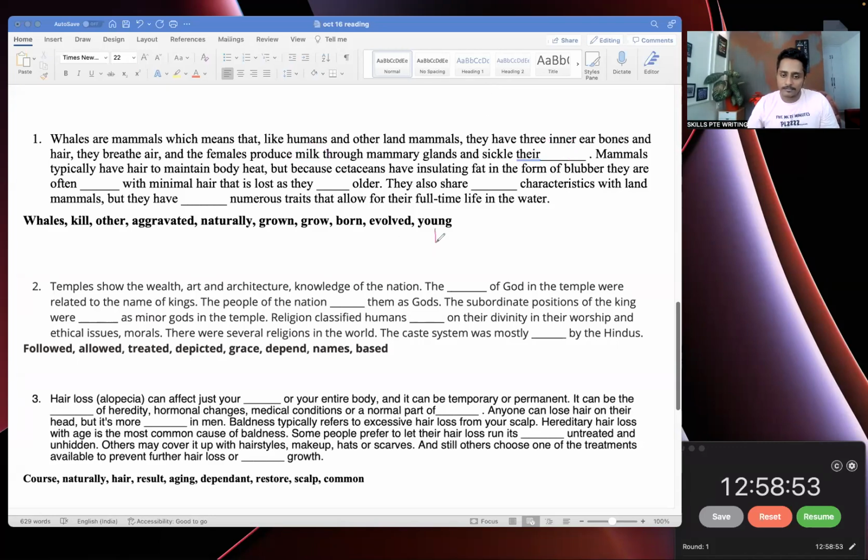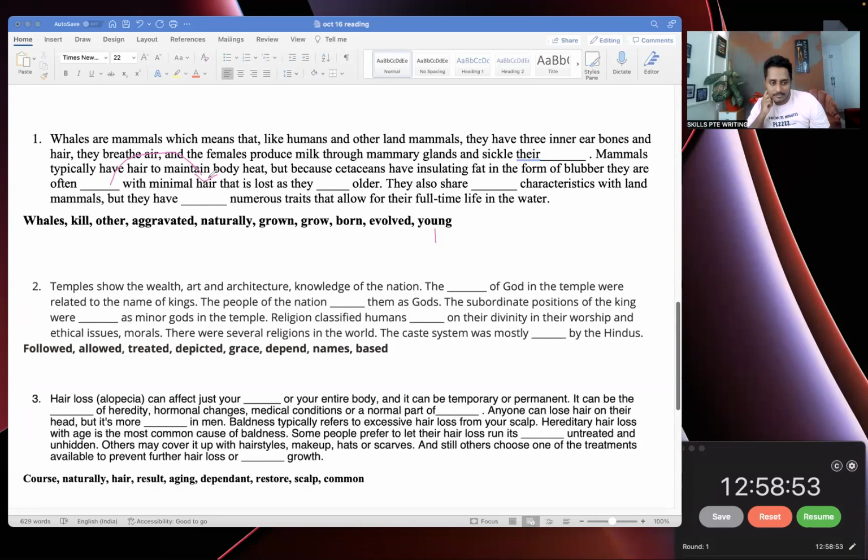Please start. Please continue. Mammals typically have hairs to maintain body heat, but because cetaceans have insulating fat in the form of blubber, they are often grown with minimal hair. Grown with, you will grow the whale with hair. Get the context. Okay, continue reading. See, there has to be a clue. Like I told you, continue reading.